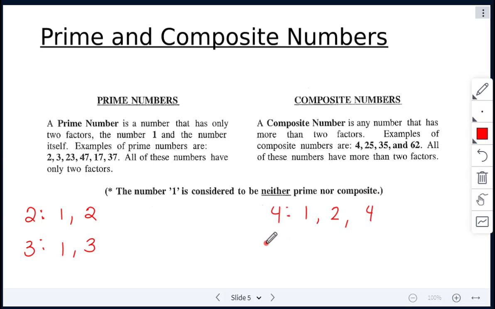Another example is 25. So 1 and 25, but then 5 times 5 gives the other factor of 25. If we were to do the number 8, 1 and 8 are factors, but 2 times 4 would also give us 8. So that's the difference between prime numbers and composite numbers. The number 1 is considered to be neither prime nor composite, so it doesn't fall into either category.